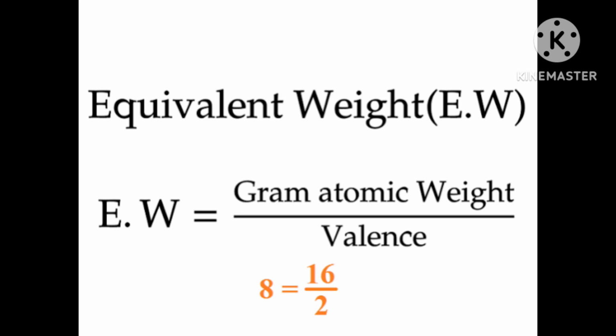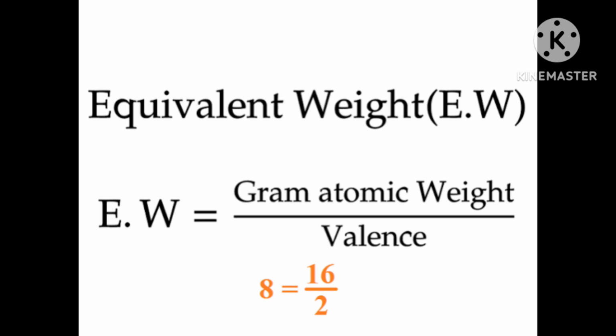Now, empirical formula. What is empirical formula? It is the simplest formula of a compound which gives the simplest whole number ratio of the atoms of the various elements present in one molecule of the compound.